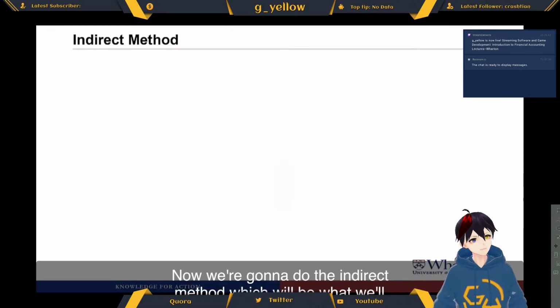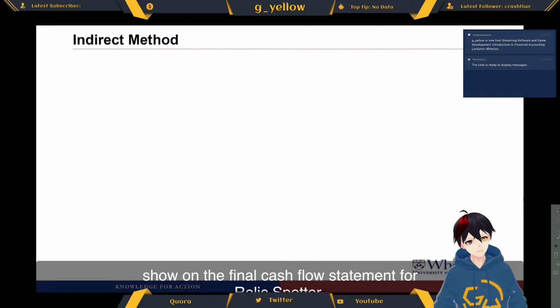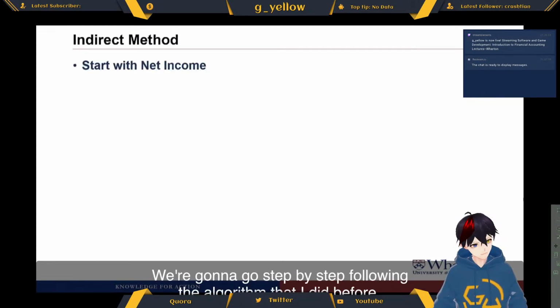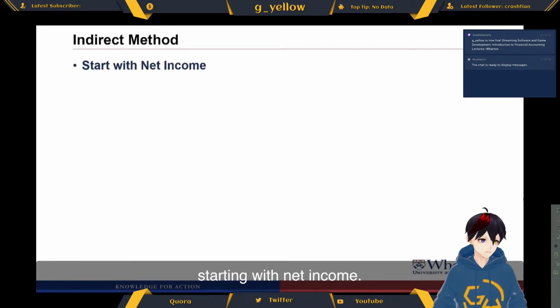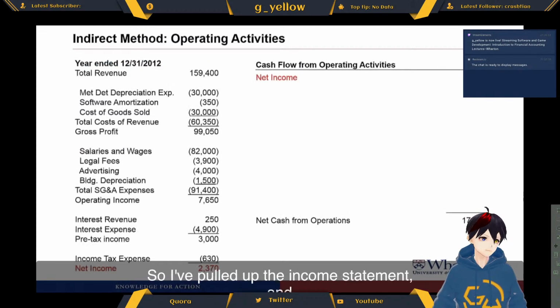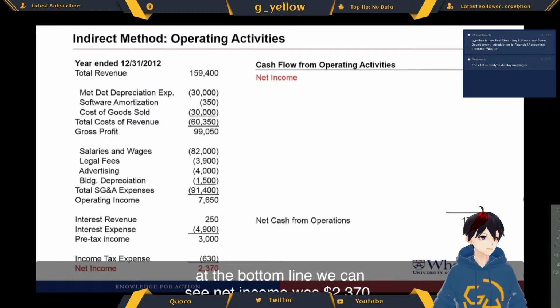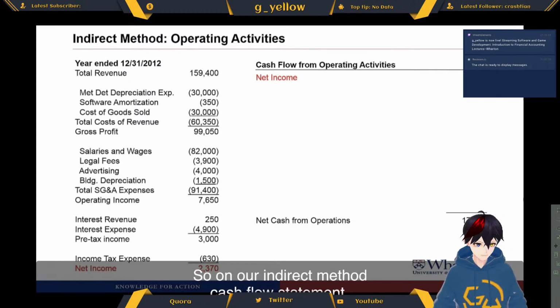Now we're going to do the indirect method, which will be what we'll show on the final cash flow statement for Relic Spotter. We're going to go step by step following the algorithm that I did before, starting with net income. So I pulled up the income statement. At the bottom line, we can see net income was $2,370. So on our indirect method cash flow statement, we start at the top with net income of $2,370.